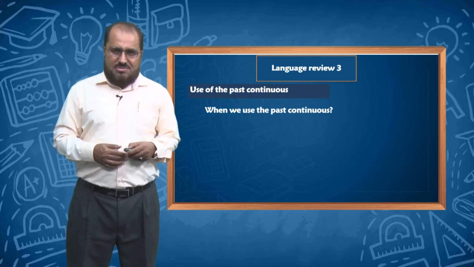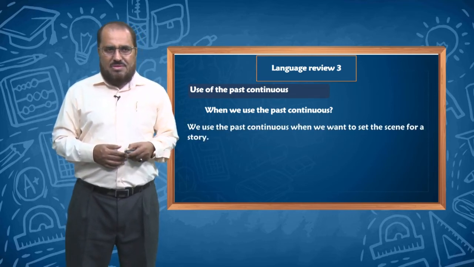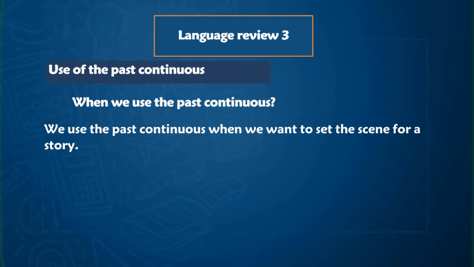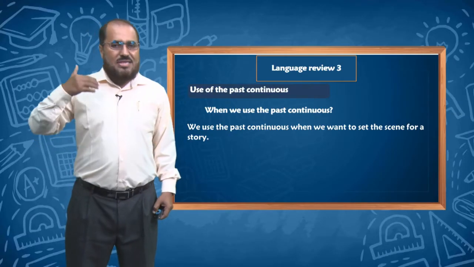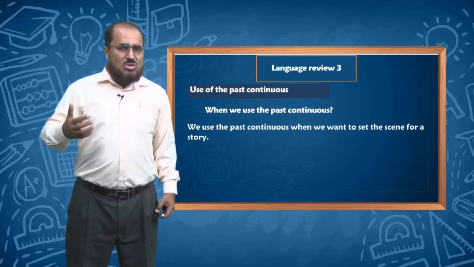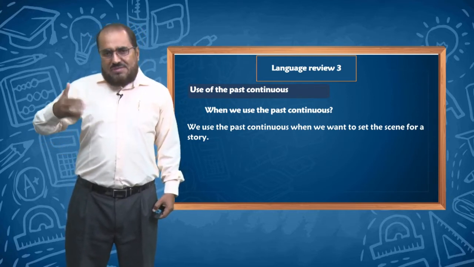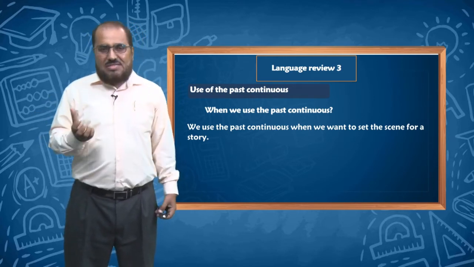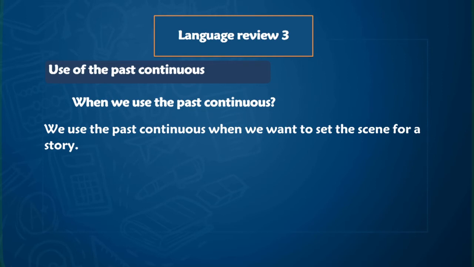When we use the past continuous, we use it when we want to set the scene for a story. We are telling a story and we want to make the scene fresh and active, as if you were watching it in a video. You have to use the past continuous. Past continuous is very, very important to activate a reader's or listener's mind.